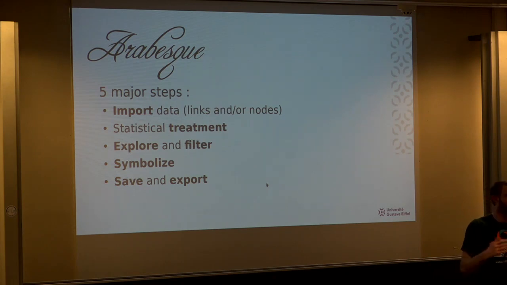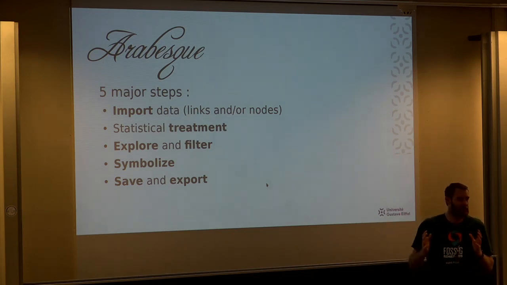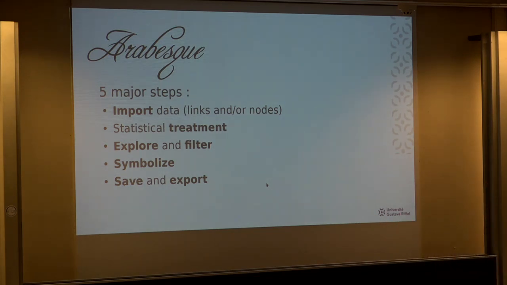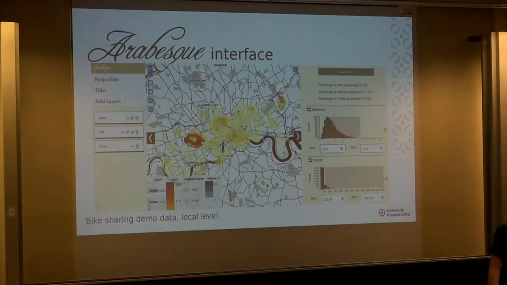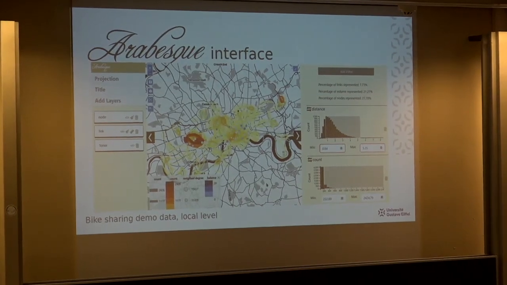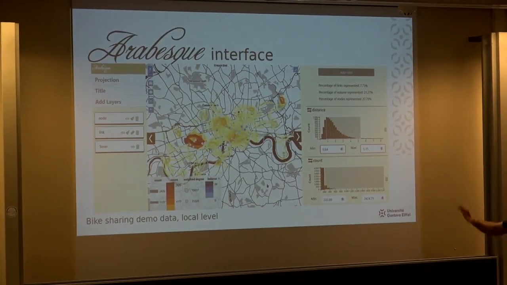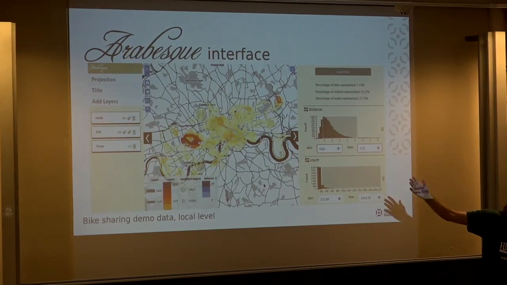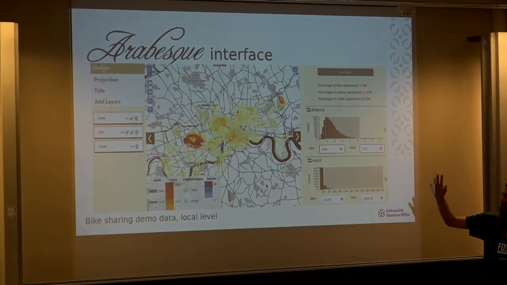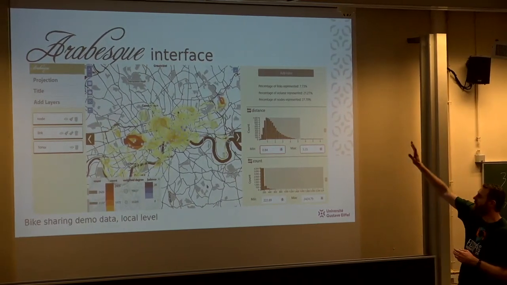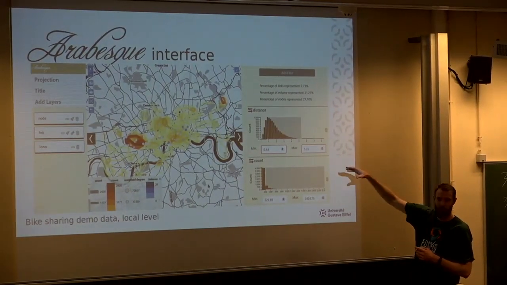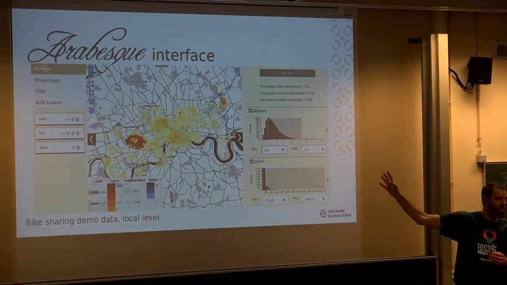You can explore and filter your data directly in the application. You are also able to symbolize your data to make a pretty map, and save and export. So the interface is quite simple. There is a middle panel, which is the map. The left panel is more for projection handling, adding layers, and administration, and the right panel is much more about data manipulation and data handling.